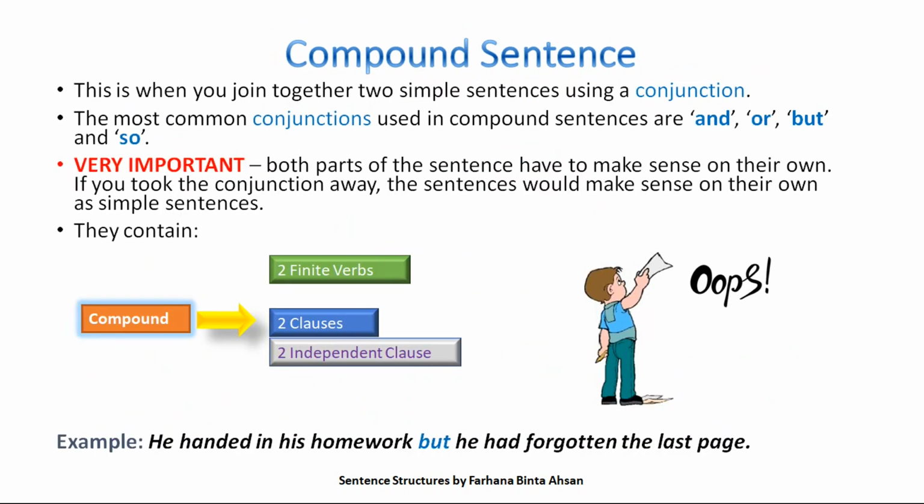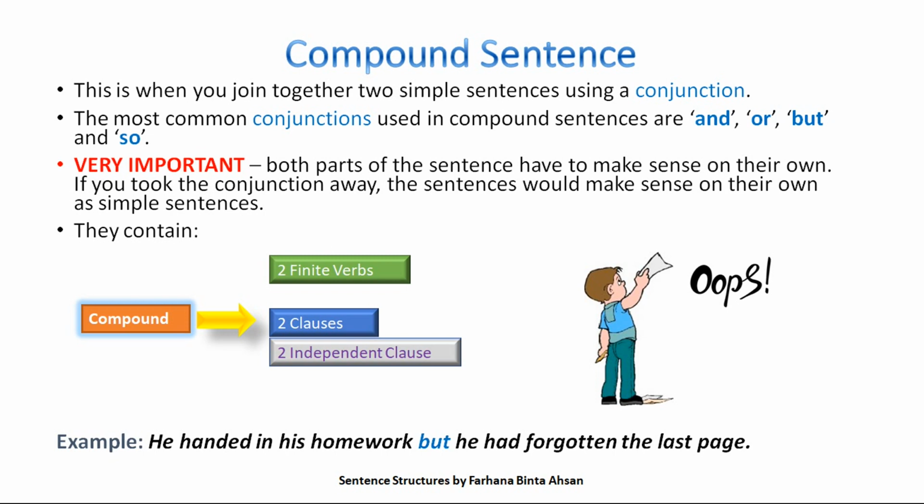This is when you join together 2 simple sentences using a conjunction. The most common conjunctions used in compound sentence are and, or, but and so. This is the most common conjunction, as we all know. So this is used in compound sentence. Very important thing you have to remember, both parts of the sentence have to make sense on their own. If you took the conjunction away, the sentences would make sense on their own as simple sentences. They contain two finite verbs and two independent clauses.